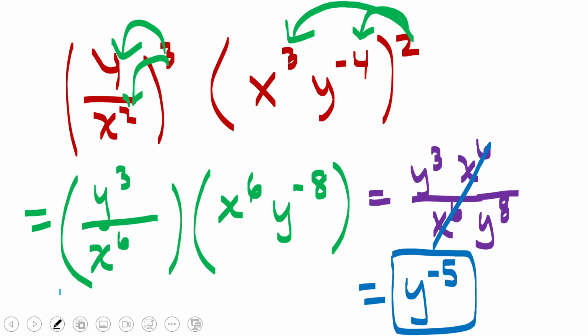We could write it 1 over y to the positive 5th power, but when we see this idea in the numerator in simplification, we know that that property will apply. I hope this helps, and I'll see you soon.